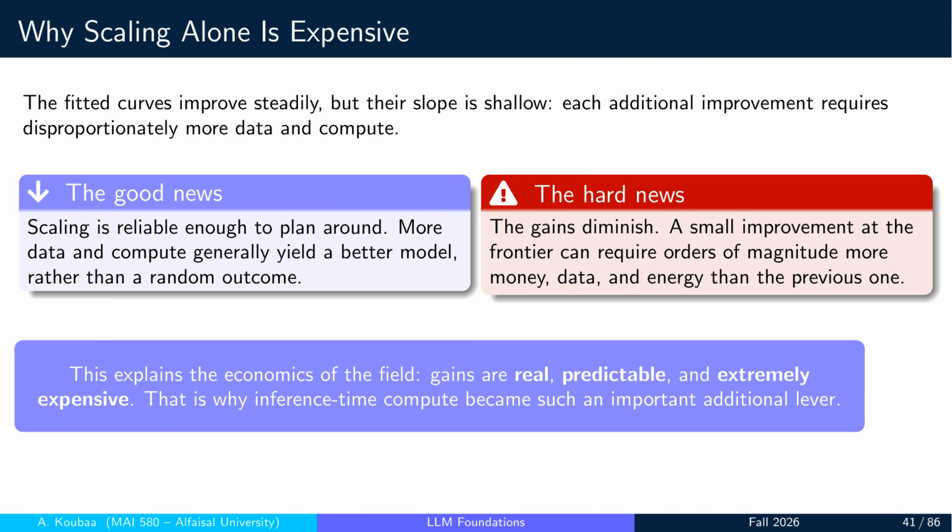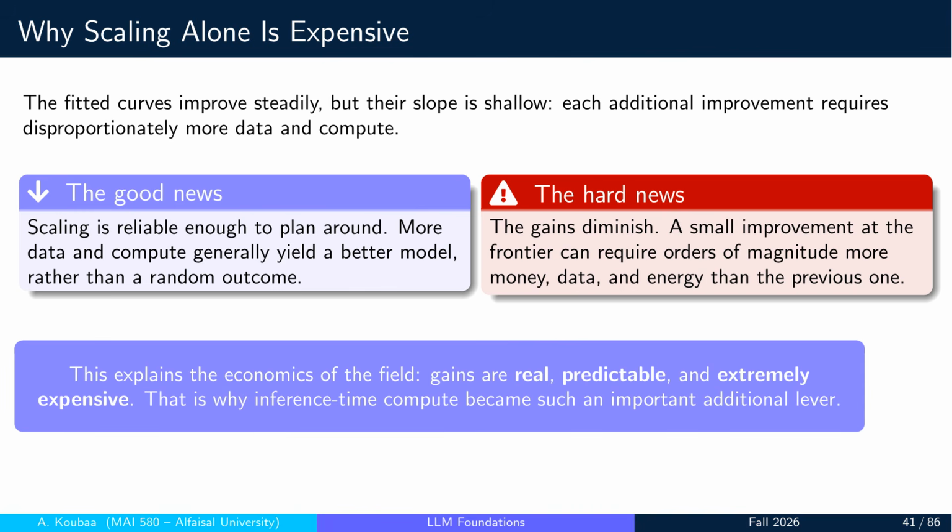It's not a curve that stops improving. That's the good news, and it's why the field kept going. It's a curve where every equal-sized improvement costs the same multiple again. Eventually, you're spending an amount of money that only a handful of organizations on Earth can spend to move a number by a few percent.